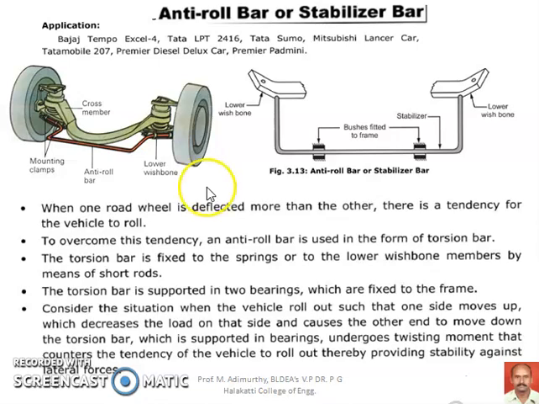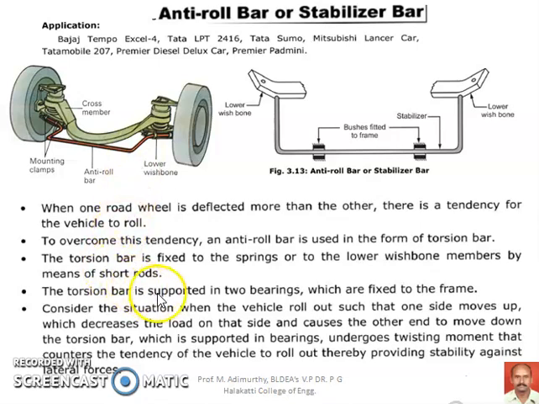So what is the requirement of this anti-roll bar? When one road wheel is deflected more than the other wheel, there is a tendency that the vehicle will roll in one direction. To avoid this tendency, the anti-roll bar is used in the form of a distortion bar.